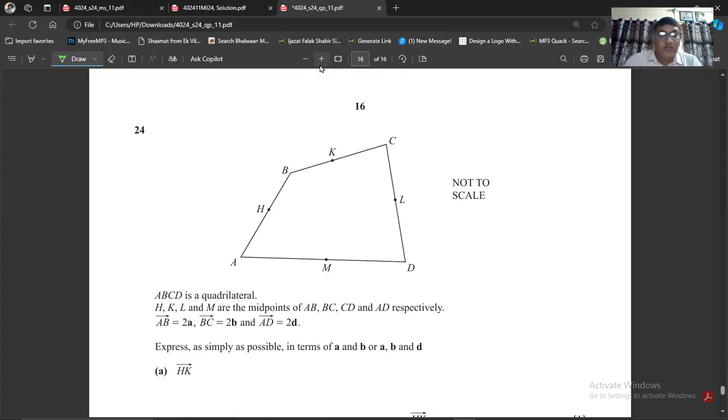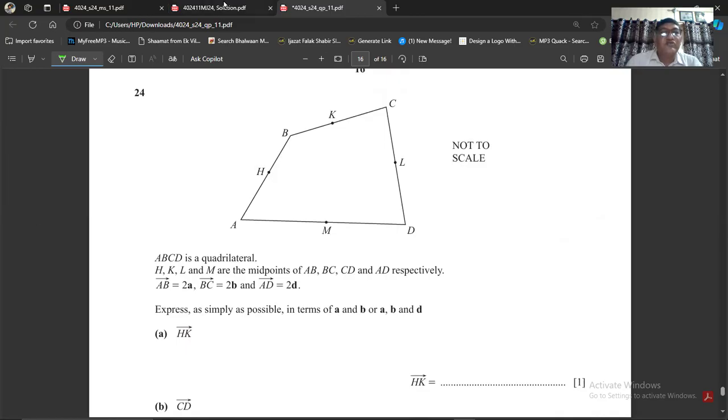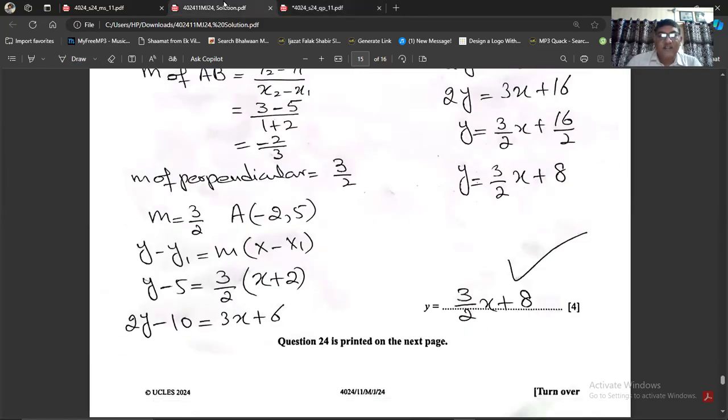HK. So they want me to find HK. So you want to go from H to K. So you will go from H to B, from B to K. HB will be half of the AB and the BK will be half of the BC. This is the strategy. So it's a 1 mark question. So let me show you how this is done.